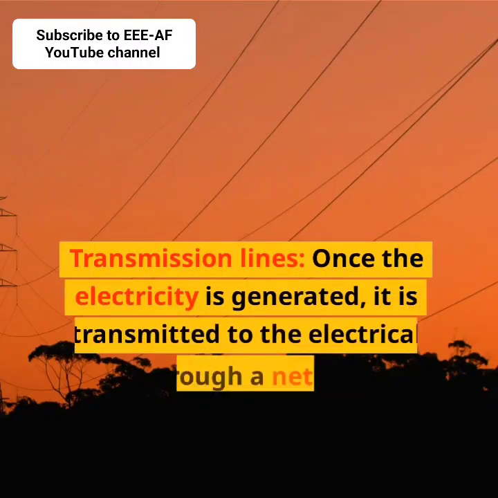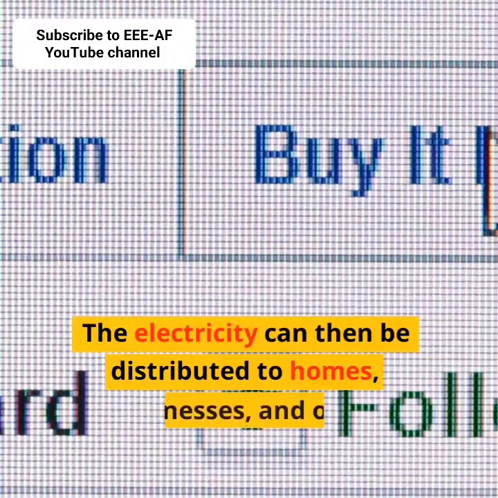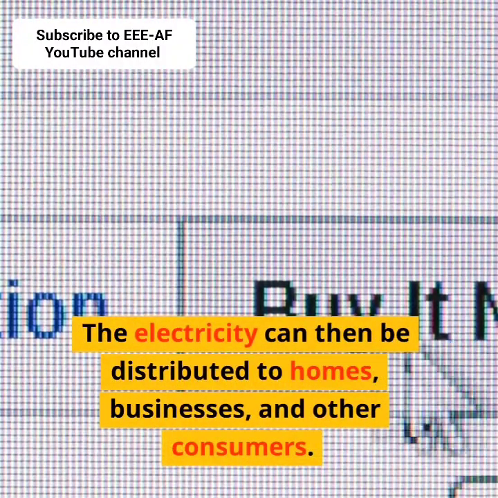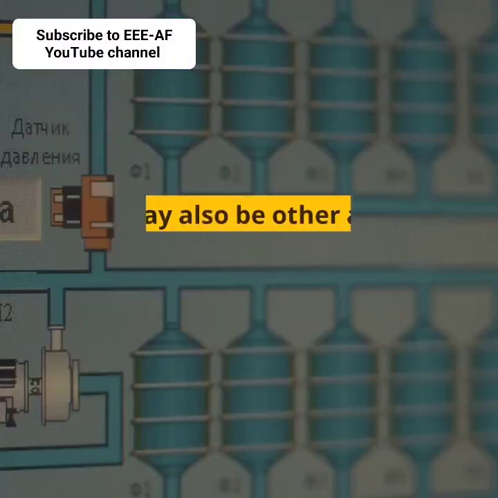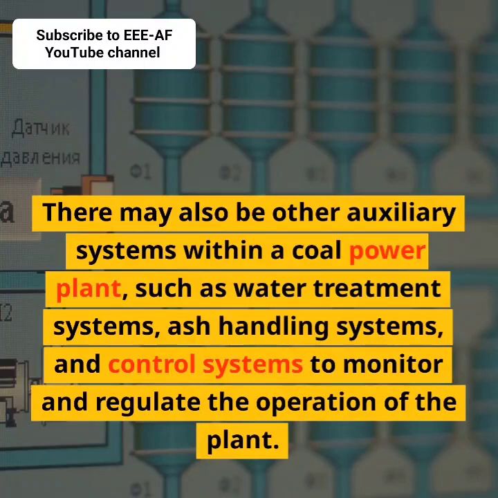Transmission lines. Once the electricity is generated, it is transmitted to the electrical grid through a network of transmission lines and substations. The electricity can then be distributed to homes, businesses, and other consumers. There may also be other auxiliary systems within a coal power plant, such as water treatment systems, ash handling systems, and control systems to monitor and regulate the operation of the plant.